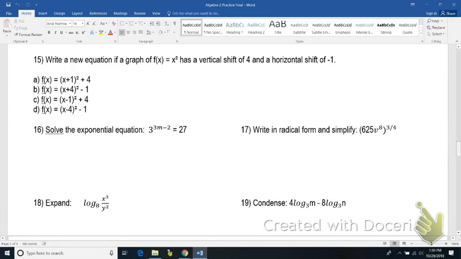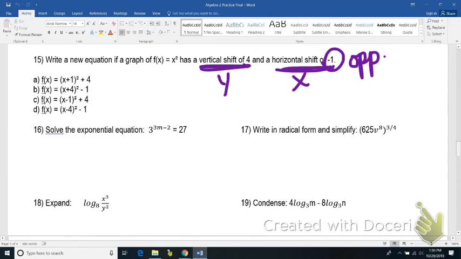Number 15 is multiple choice. So here, remember, vertical is y, and the y always stays the same. Horizontal is x, so this is the one that needs to become the opposite, but the 4 should stay. So which answer did you all choose? A. Yep. The negative 1 becomes positive 1, and it would be with the x, and then the positive 4 stays the same. Okay, good.